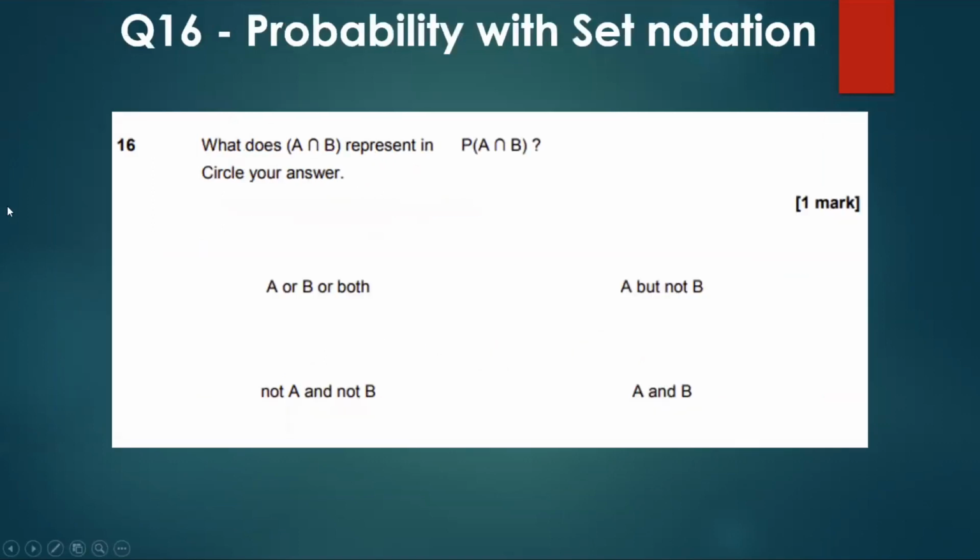Yeah. Thank you, Abdallah. I'm going to now take over for the next 3 questions. So question number 16 is probability. What does A intersect B represent in probability of A intersect B? Circle your answer. Well, I've just told you the answer there by saying it.